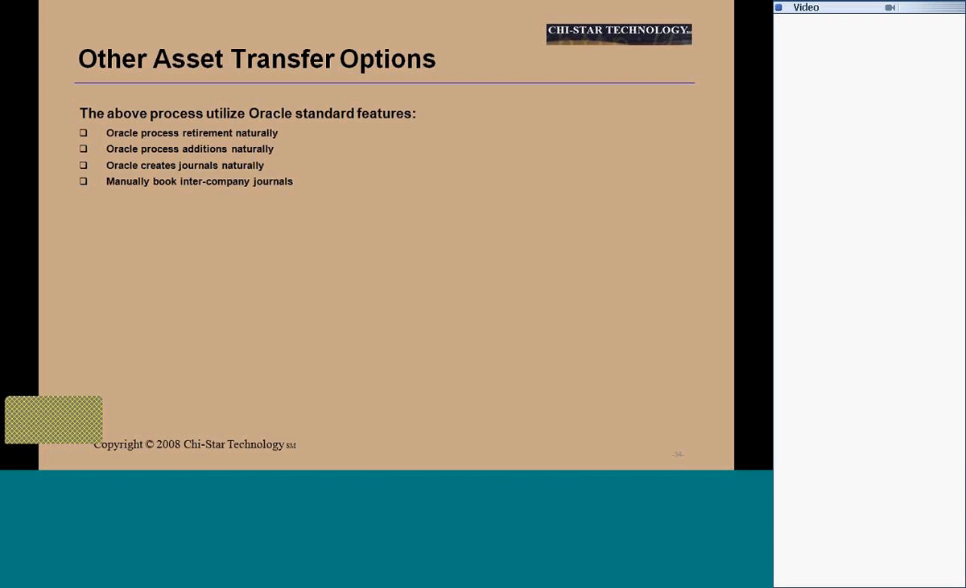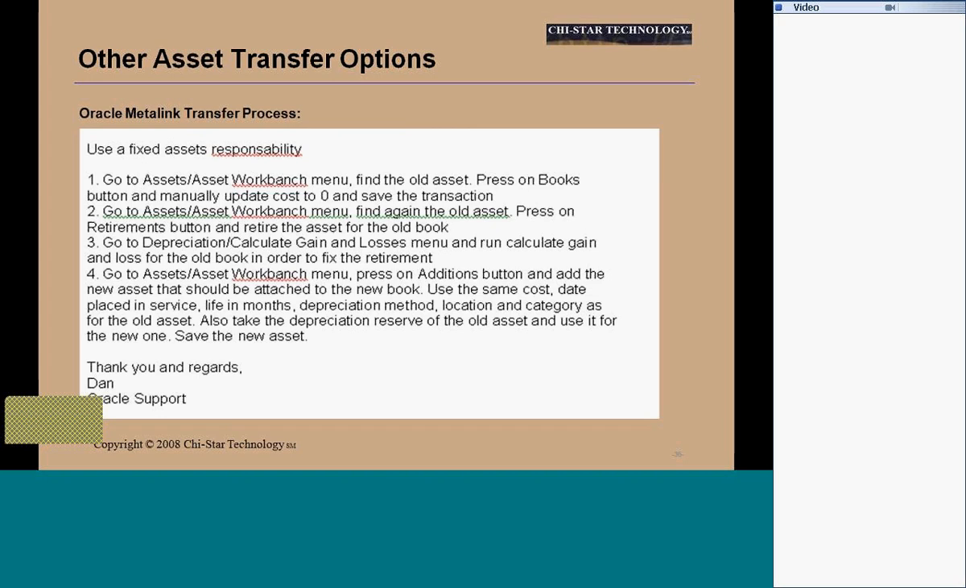When we talk about these transfer options, we are utilizing Oracle's standard process for retirement, for additions, and for creating journal entries. The only bit that is not a standard feature of Oracle is your intercompany journals. One of the things that has been discussed in that process is to eliminate the need to offset your gain and loss accounts and to get out of having to do that.